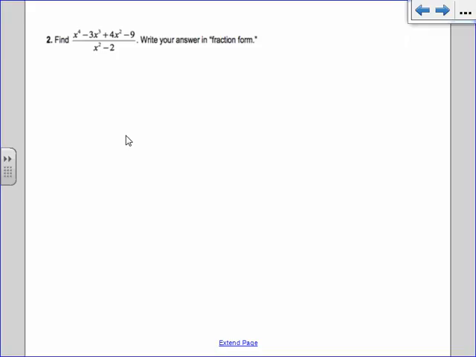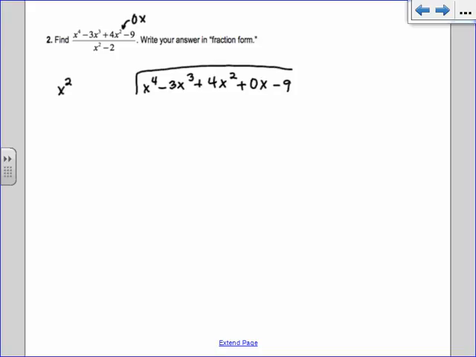All right, so same idea here. So it says find x to the fourth minus 3x cubed plus 4x squared minus 9 and divide by x squared minus 2. All right, so we're going to set it up the same way. So I have x to the fourth. I have an x cubed term. I have an x squared term. Notice how I'm missing an x term, so I put plus 0x minus 9. All right, and then when I write the divisor, I have x squared, but then I'm missing an x term, right? So I'm going to put plus 0x minus 2.